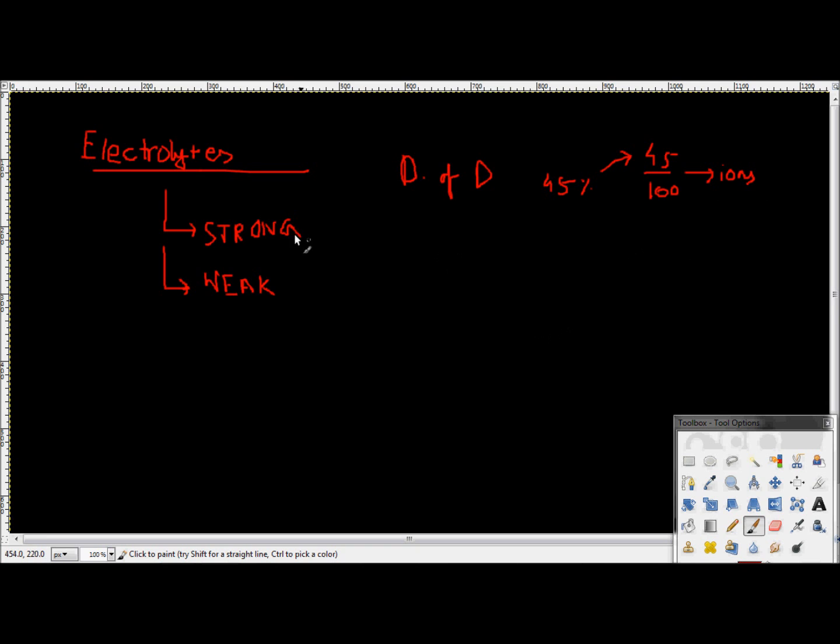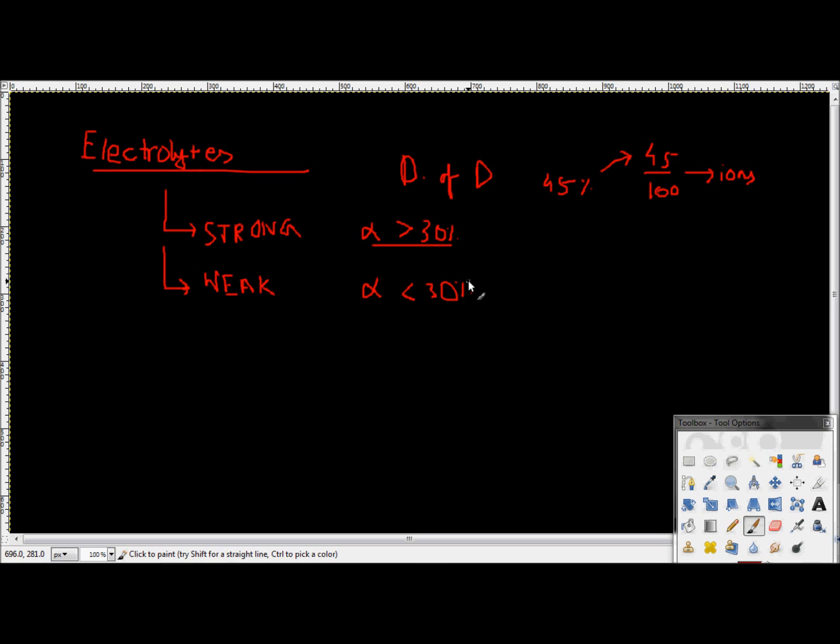So now the way you determine whether an electrolyte is a strong electrolyte or a weak electrolyte. Now the degree of dissociation is represented by alpha. If the degree of dissociation is more than 30%, then it is a strong electrolyte, and of course if it's less than 30%, it's a weak electrolyte.